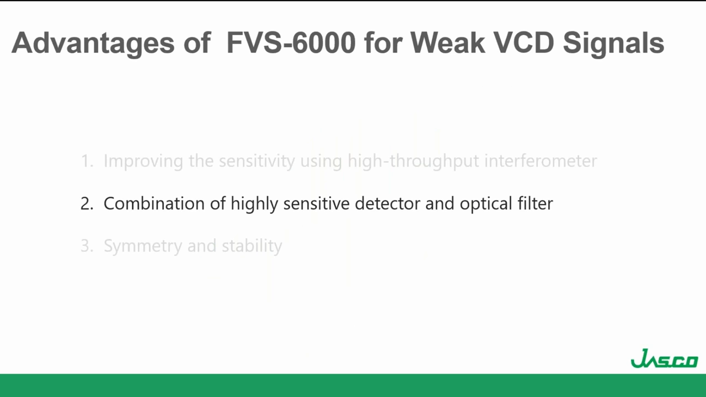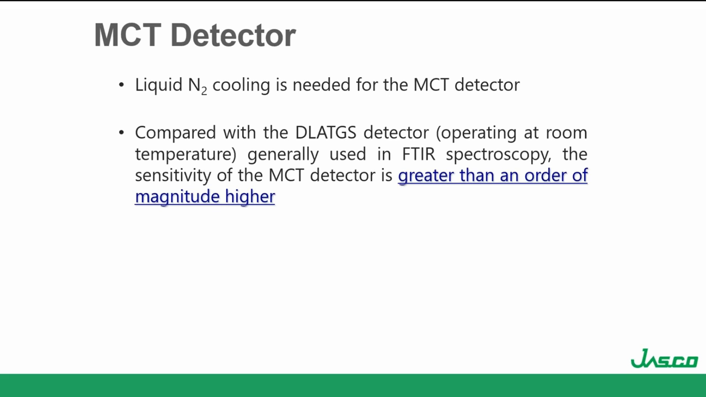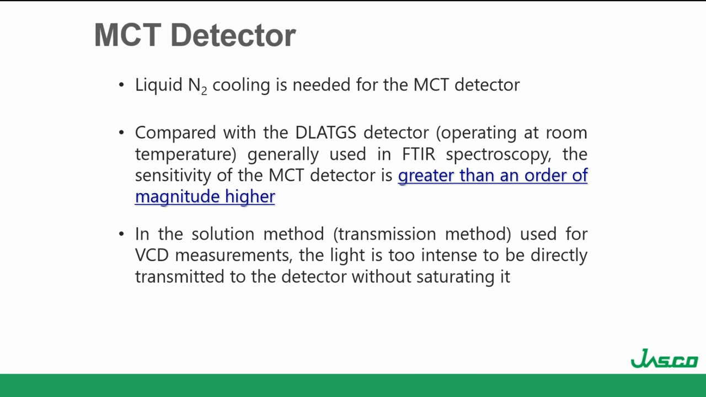Besides this improvement in the high throughput, we also use a sensitive detector and an optical filter. The MCT detector that we use is the mercury cadmium telluride detector, and this is a high-speed, high-sensitivity detector that is capable of following the PEM modulation frequency, and it's used for the BCD measurements. But the detector alone is insufficient to achieve high sensitivity, so we also use an optical filter.